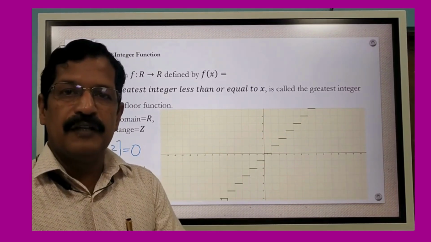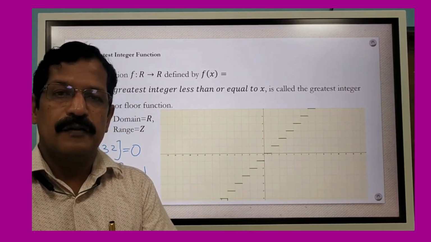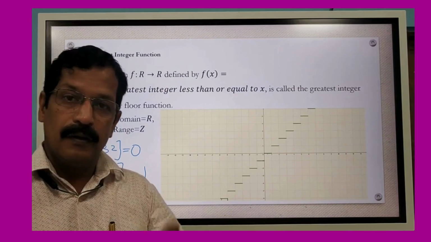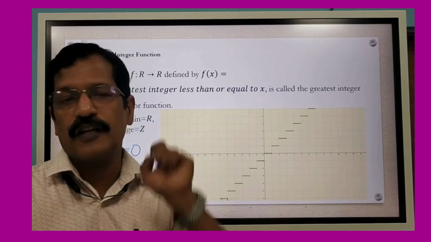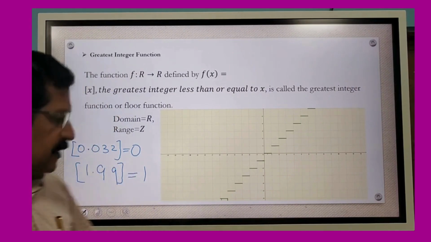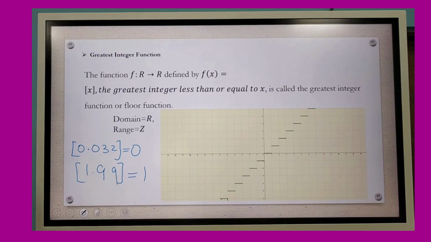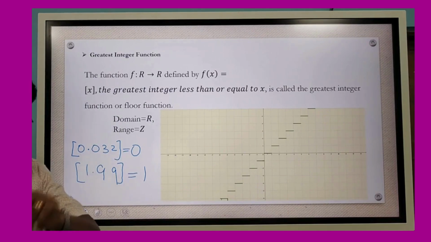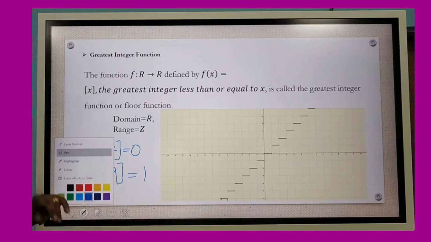What is the domain of a greatest integer function? It is the set of real numbers. What about the range? It is taking only integers, so the range is the set of integers. We have studied everything in class 11, so it is just for a recollection only.